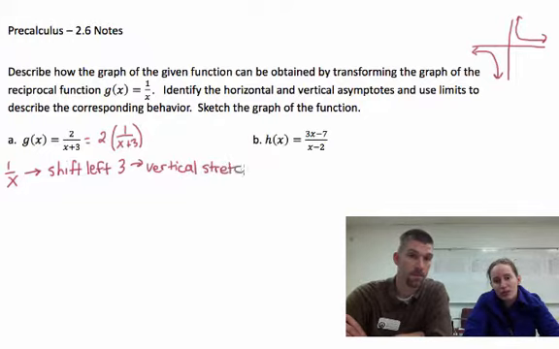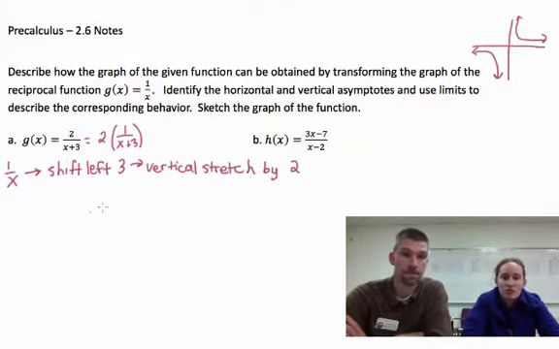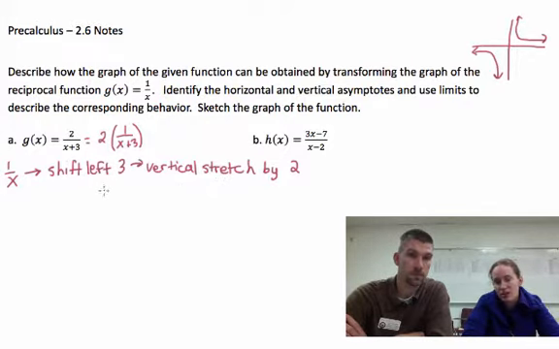I'm thinking we're probably going to need some room here, so we'll do an A and B clean version. Yeah, right. Vertical stretch by 2, and those are the 2 things we've got going on.